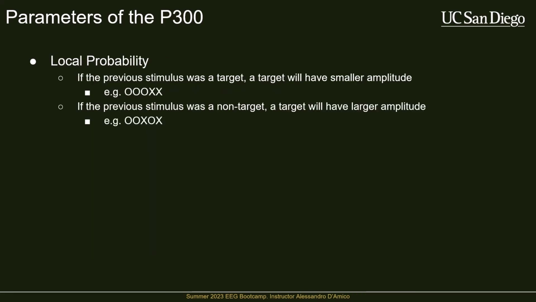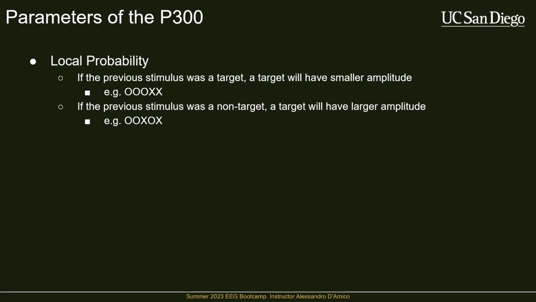The local probability is also important. So if the previous stimulus was a target, the subsequent target will have a smaller amplitude. So in this case, you'll have 3 non-targets, target, and then another target. This second target is going to have a much smaller amplitude on average from the other targets, but also it's going to definitely have a smaller amplitude than the target right before it.